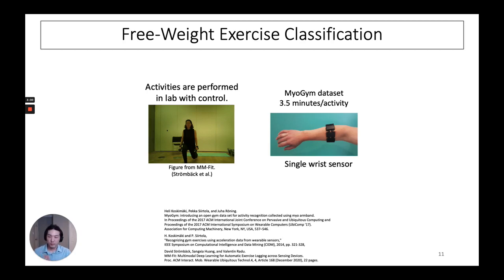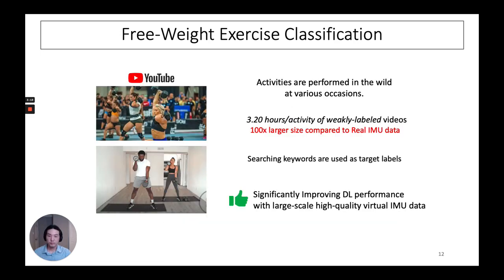In our experiment, we used 3 different benchmark datasets, but in this video, we show results for the IMUTube dataset, which had 3.5 minutes of sensor recording per activity with a single wrist sensor, and where activities are performed in the lab with control. For the virtual IMU dataset, we collected videos from YouTube, where activities are performed in the wild on various occasions.